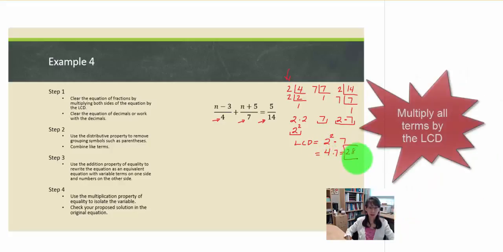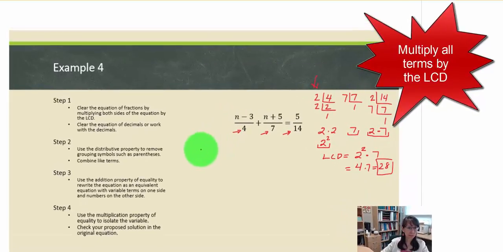So the way we're going to use 28 is multiply every term by 28. So I'm going to have 28 times (n minus 3) over 4, plus 28 times (n plus 5) over 7, equal to 28 times our last fraction, 5 over 14.